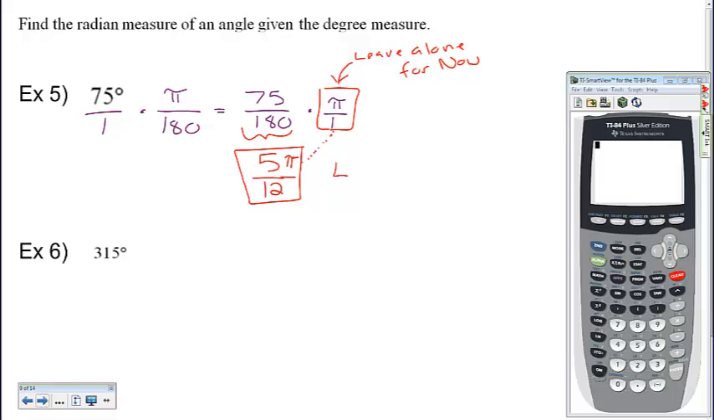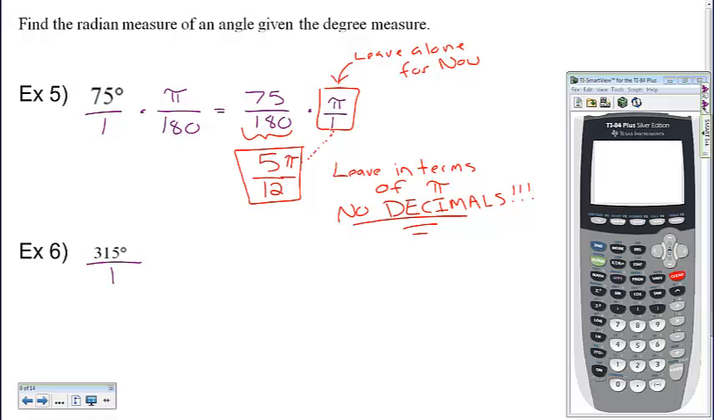And I'm done. You're saying, well, what about pi? It's 3.14. Leave it in terms of pi. You don't have to estimate. You don't have to use 3.14. You don't have to have any decimals. Your answer can be left in terms of pi, 5 times pi over 12.